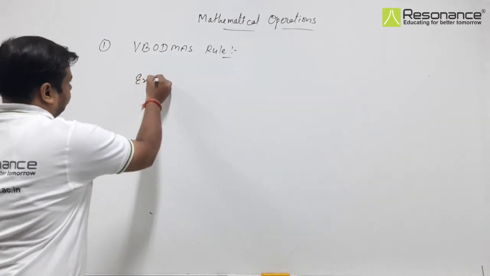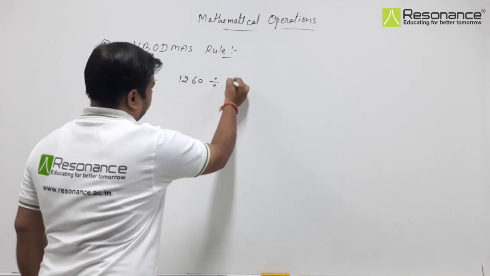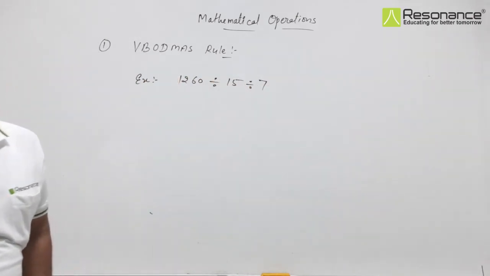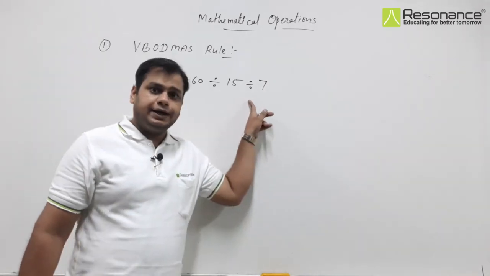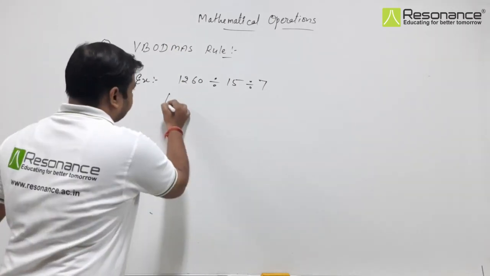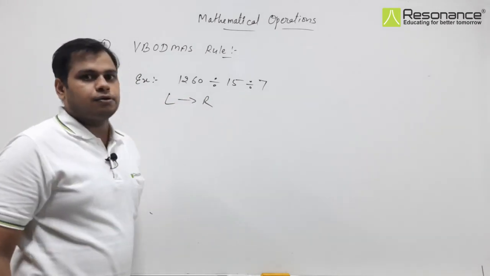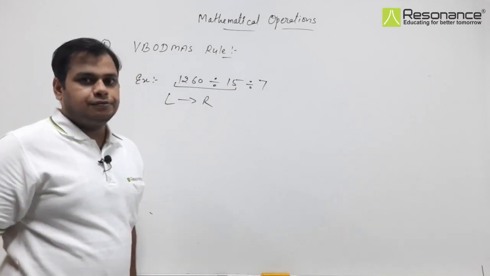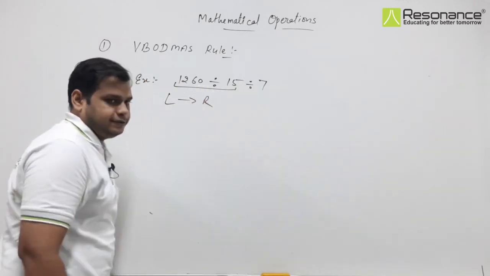Another example we can have: 1260 divide by 15 divide by 7, and we have to solve this equation. Whenever we have a division sign in sequence, then we have to solve the whole equation from left to right. That means this first division will have to be solved, then the resultant should be divided by 7.